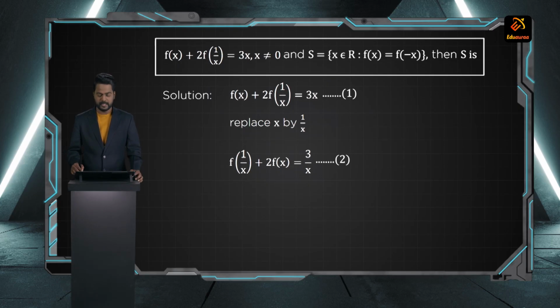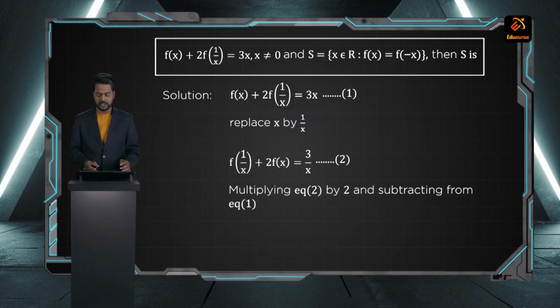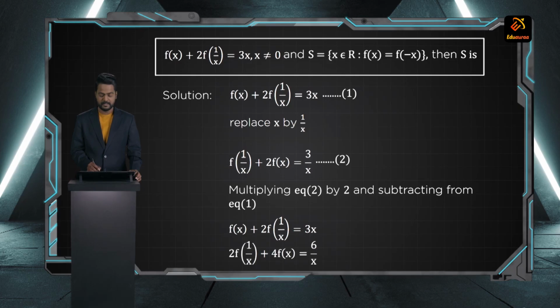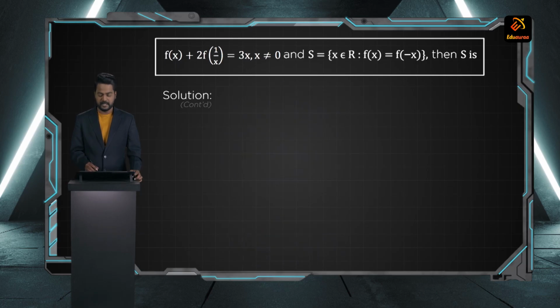Now we solve them simultaneously to get the value of f(x). What I am going to do is multiply 2 into equation number 2. So equation 1 minus 2 times equation 2. It will be f(x) plus 2 f(1 by x) is equal to 3x, and the second equation multiplied by 2 will be 2 f(1 by x) plus 4 f(x) is equal to 6 by x. Understood? Now subtract this. It will be f(x) minus 4 f(x), that is minus 3 f(x), is equal to 3x minus 6 by x.